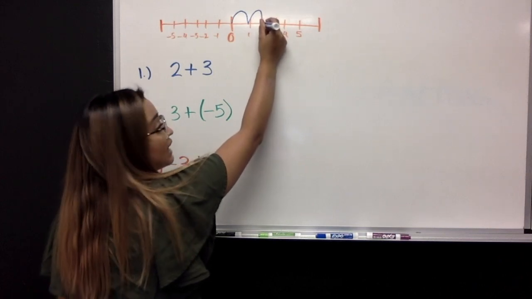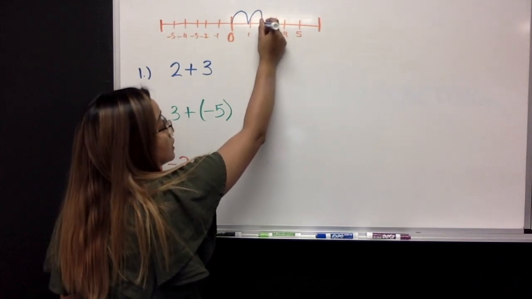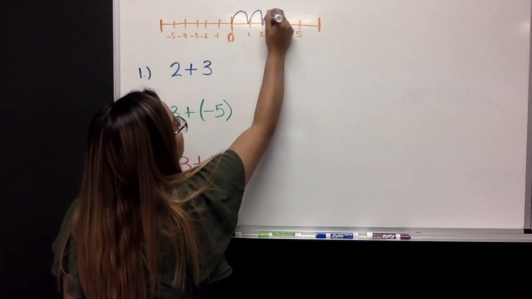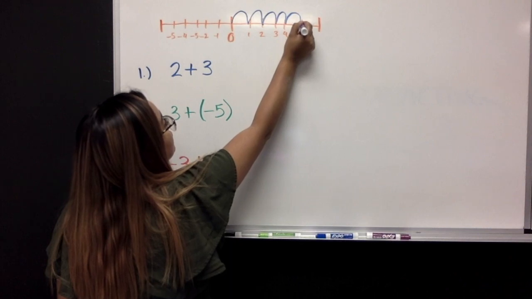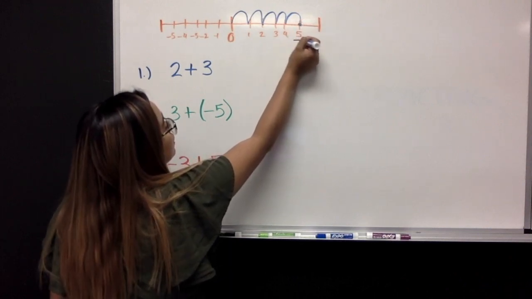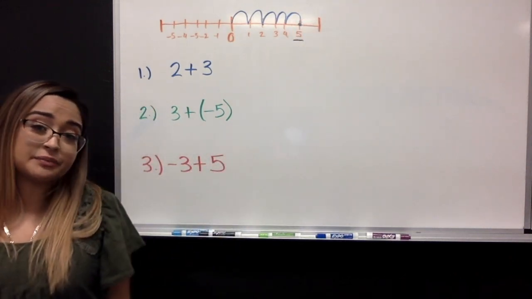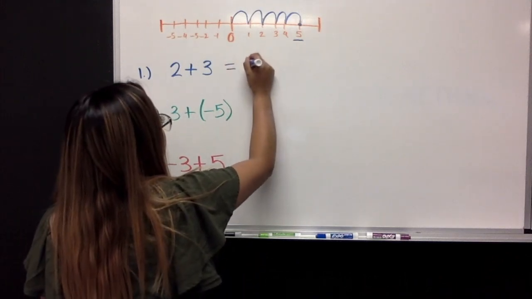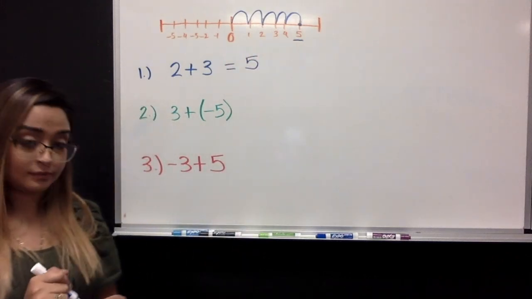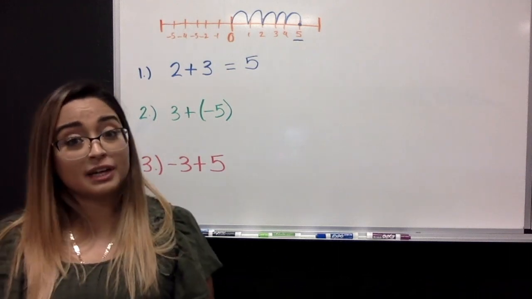Now, we have to add 3 to 2, so we'll add 3. 2, 3. What is our answer? 5. Simple enough, right?